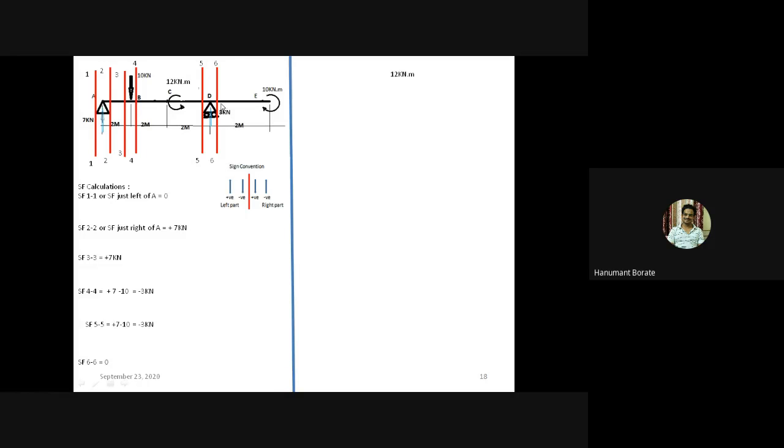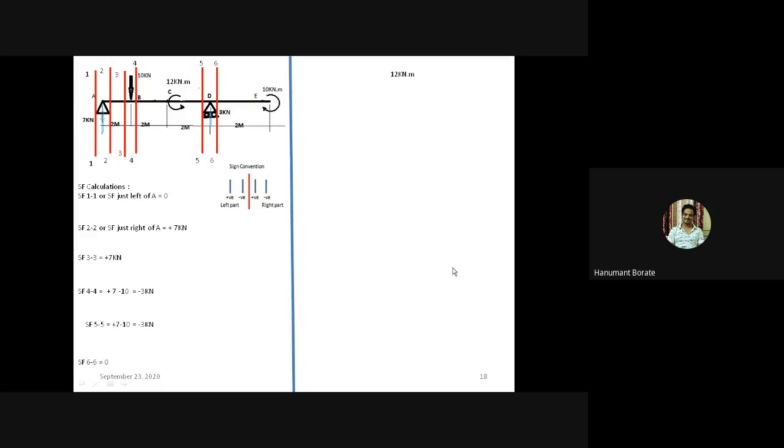Now section 6-6. If we consider this section 6-6, it divides the beam into 2 parts, left and right. For the left part, there are 3 forces, 7 kilonewton, 10 kilonewton, and this 3 kilonewton also, right? But if we consider the right part of the beam, there is no vertical force, so we can directly say SF at section 6-6 equals 0. If we do the calculation for the left part, then also we'll get the same answer, that is 0. Okay, so this is related to SF calculation.